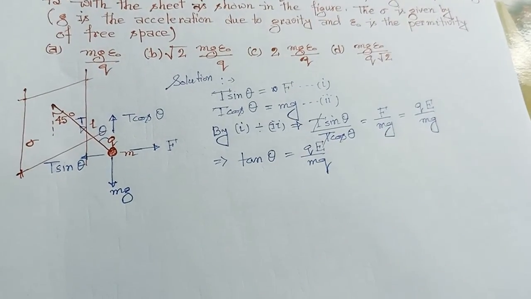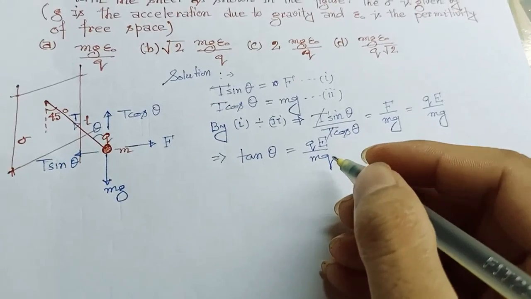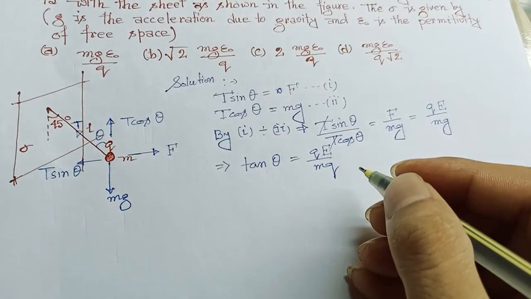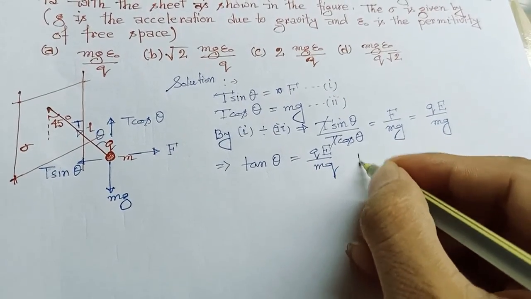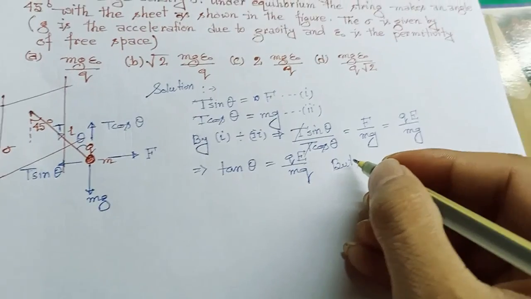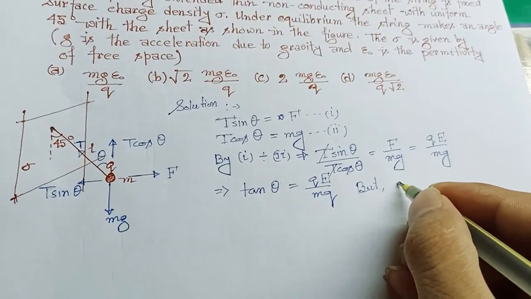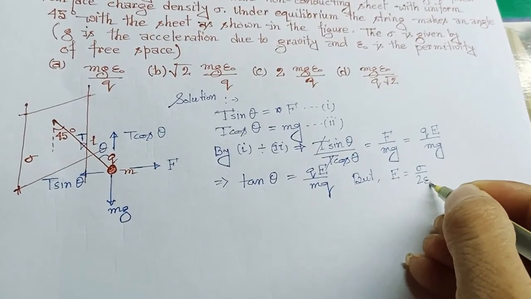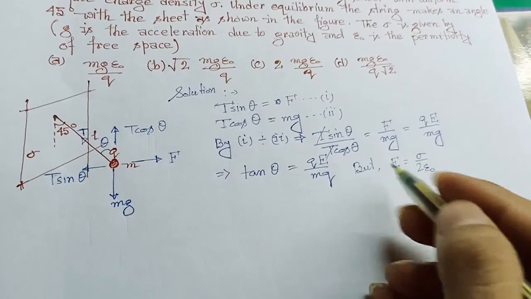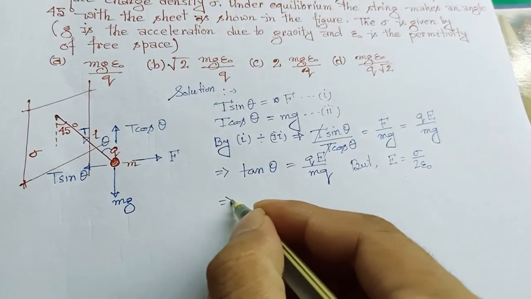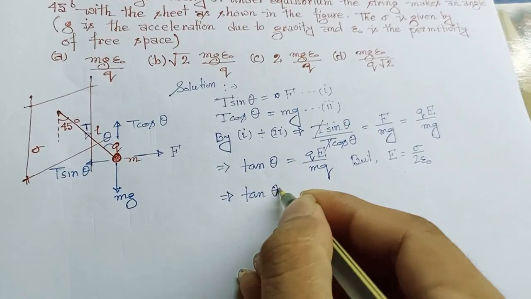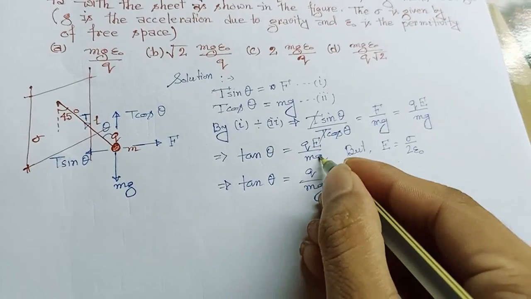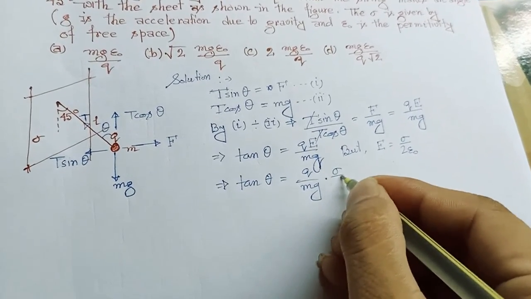Now the electric field due to an infinite sheet is E equal to sigma divided by 2 epsilon naught. So if we put this value of E in this equation, then we can find tan theta will be equal to Q divided by mg multiplied by sigma divided by 2 epsilon naught.